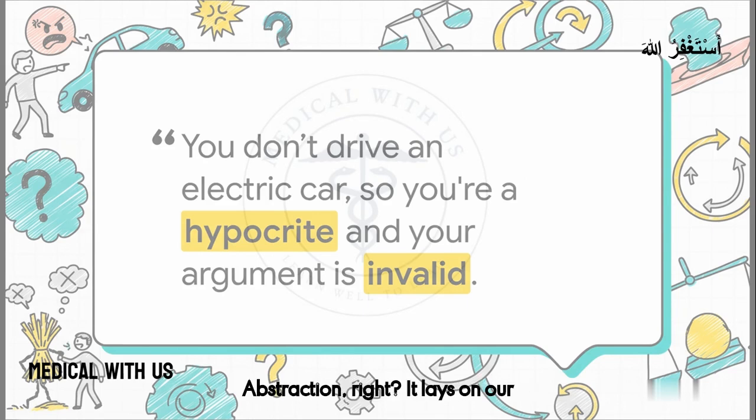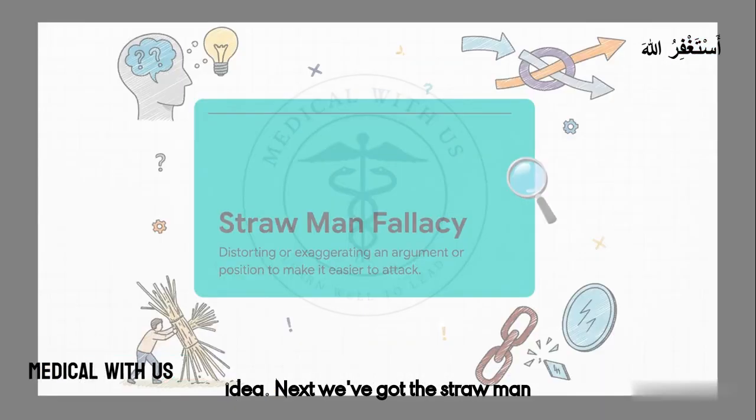It's a classic distraction, right? It plays on our instinct to judge the person, not the idea. Next, we've got the straw man fallacy. And this one is sneaky. Instead of dealing with the real argument, which might be pretty strong, you build this flimsy, distorted, easy-to-knock-over version of it, a straw man.